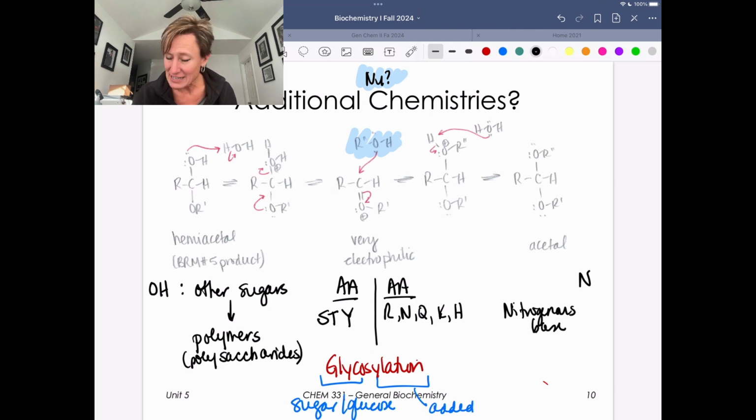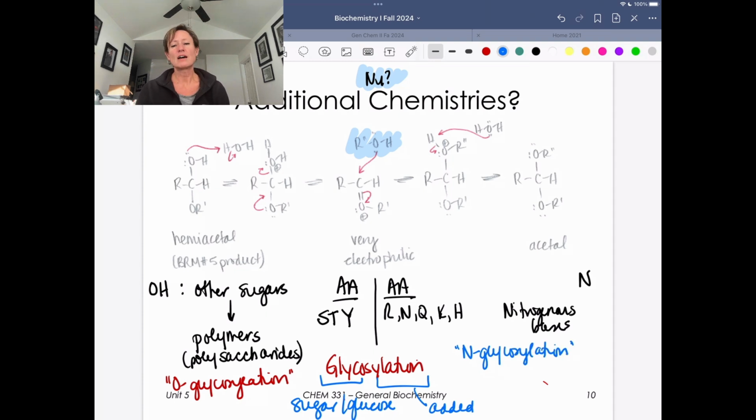The other place that we can see nitrogen atoms that could be nucleophiles are the nitrogenous bases, like we see with our nucleobases. Regardless, we can refer to these as either O-glycosylation if we have our nucleophile as an oxygen atom, or we've got N-glycosylation when our nucleophile is a nitrogen, okay?